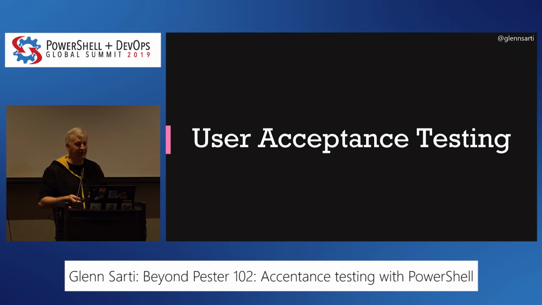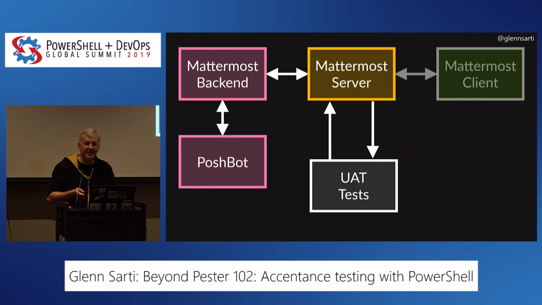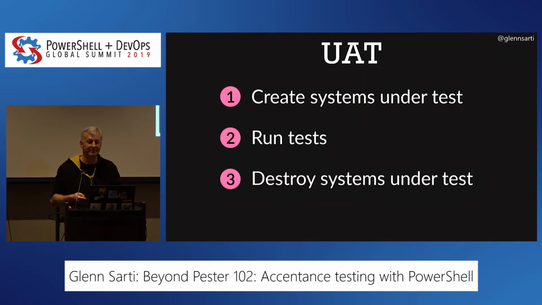But what about the first A, arrange? This is where things get difficult. In order to test a response to a client message, we need to arrange some test instances. We need a Mattermost server, somewhere to run our Pushbot backend, and of course, somewhere to run our tests. Pester is a really versatile and flexible testing framework, but it is not a provisioning framework. To do that, we'll have to move back into plain PowerShell and somehow structure the execution.